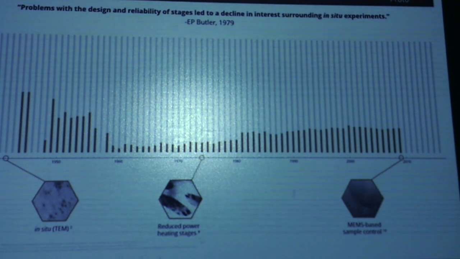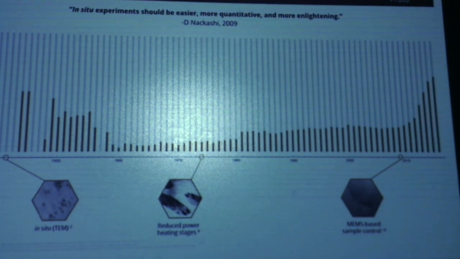All of this changed in the late 2000s with the advent of MEMS-based sample control. This turned what was otherwise an inert, unreactive substrate into an active participant in your experiment that allowed you to manipulate, control, and otherwise characterize your sample as a function of these different environments in real time. And so since then, we've seen a huge growth in the number of folks who are turning to these types of techniques to characterize their samples.